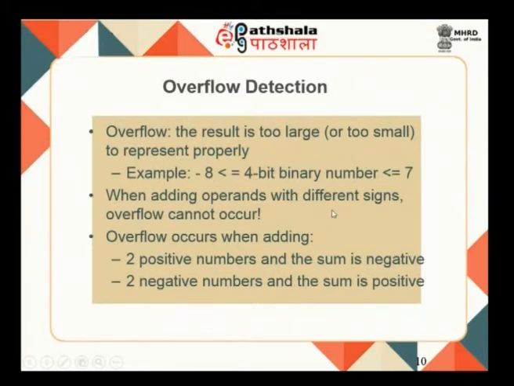Now, when you look at an adder-subtractor circuit, when you try to add 2 numbers of the same sign, you will land up with problems. When you try to add numbers with 2 different signs, a positive and a negative number, then obviously overflow is not going to occur. But when you try to add 2 positive numbers or 2 negative numbers, there is a possibility of overflow. Overflow is said to occur when you add 2 positive numbers and get a negative result, or you add 2 negative numbers and get a positive result. This is an overflow condition.